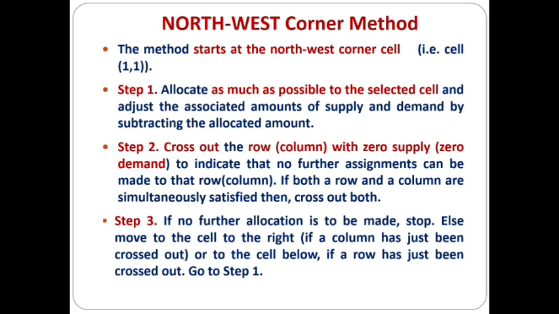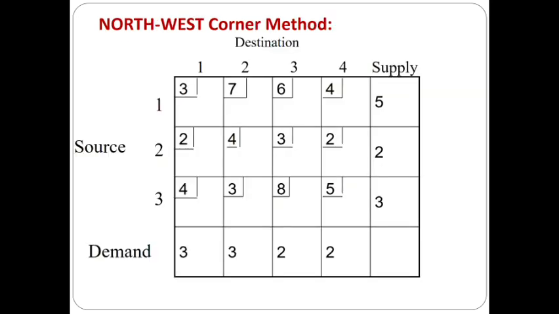Now let us look into an example. This is the given problem. We have 3 sources and 4 destinations. We have supply values and demand values, and this is the cost matrix. First we have to check whether it is balanced or not. The total supply is 5 plus 2 plus 3, which is 10. Total demand is also 10. So it is a balanced problem, and we move on to the next step.